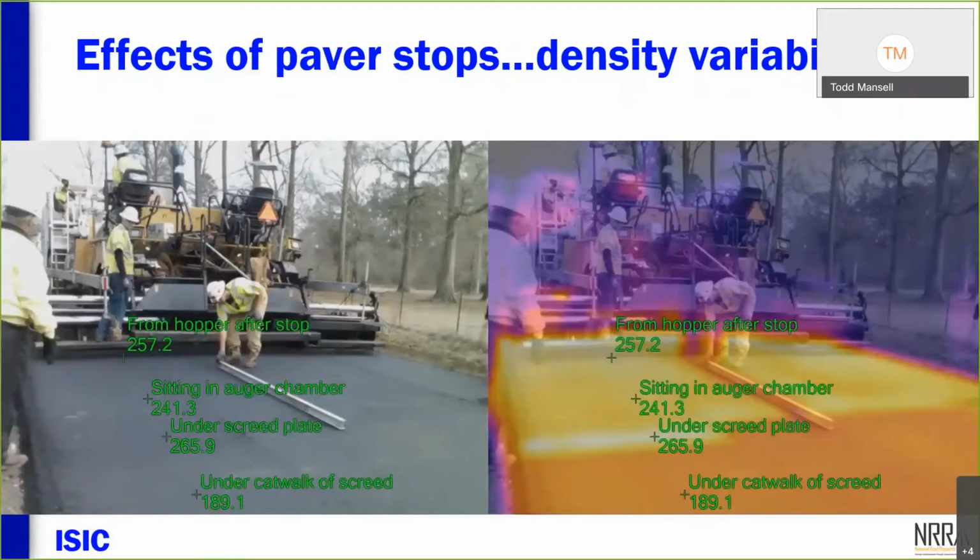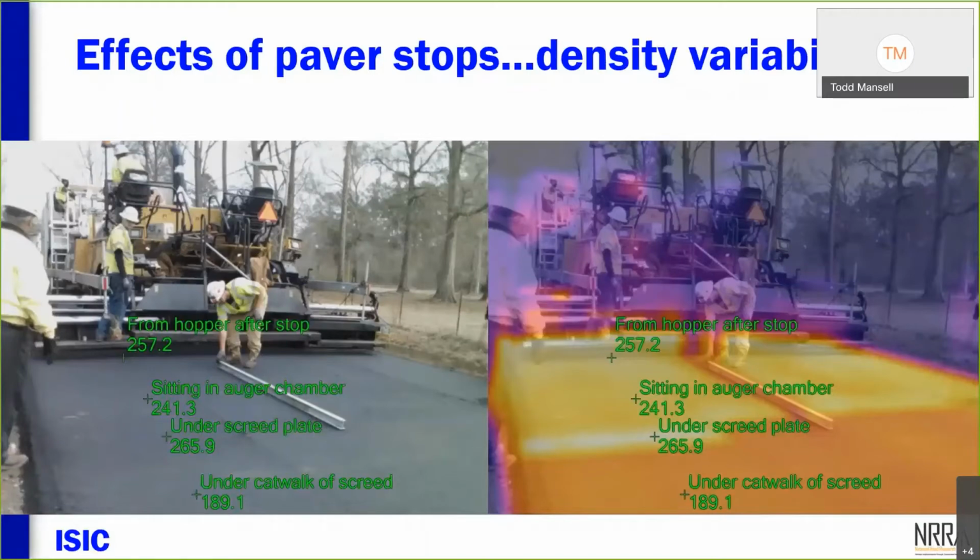Also, when we get paver stops, what else do we get? We get variability in temperature right behind the screed, underneath the screed in the auger chamber. So that's all this slide's showing. If you've got mix in the auger chamber, you've got mix under the screed plate, you've got mix under the catwalk behind the screed where the rollers can't get up to if that paver is sitting there for a while. And then you've got all the mix behind that you've already paved where the rollers can get on that.